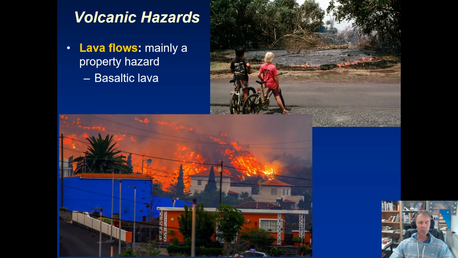Lava flows as a hazard, not as big of a deal, tends to be more of a property hazard. Bottom photo here is the Canary Islands in, I think that was 2021 or 2022. Here's some kids in Hawaii watching a lava flow kind of inching through their neighborhood here. But the good news is we can get people out of harm's way. The lava speed is usually not very high, and so people can get out of harm's way. But of course, property and infrastructure can be in the way, and that can have a big negative economic impact from that. And this just goes to better planning, right?